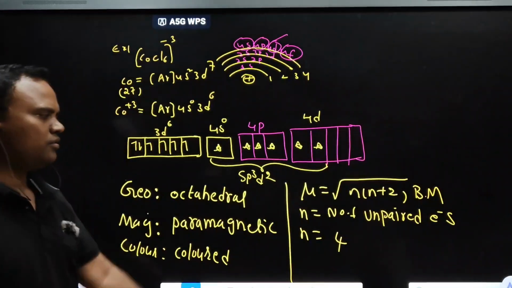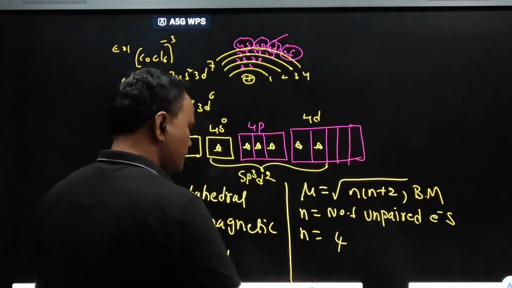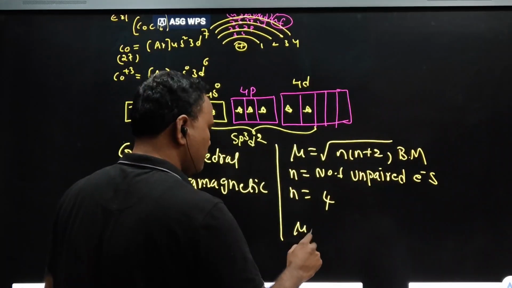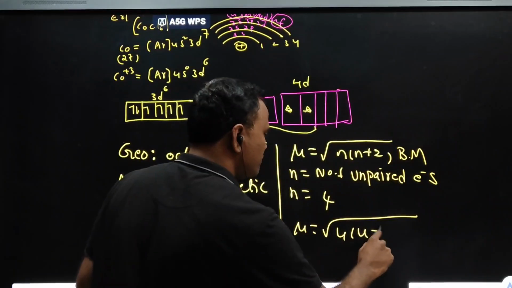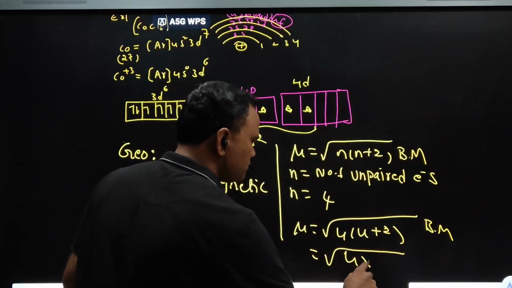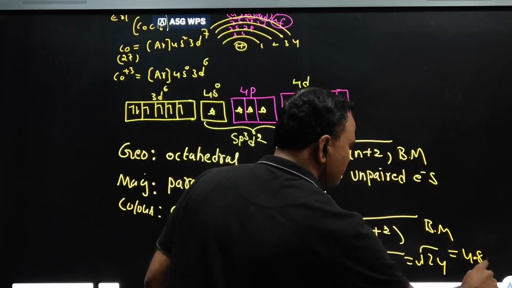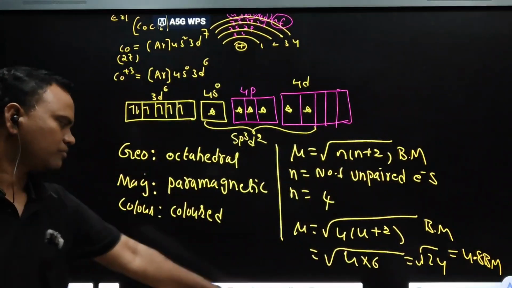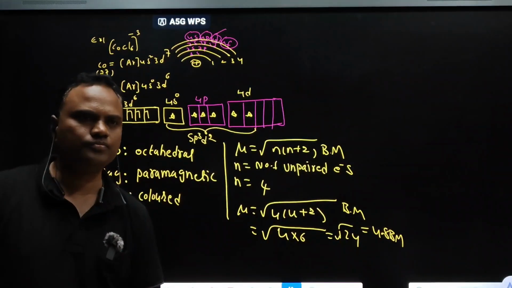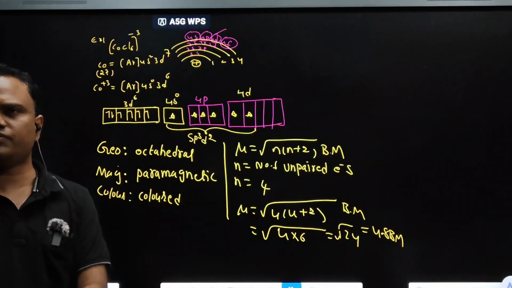We have to substitute n in this formula. Same as I gave yesterday, mu is equal to root over 4 into 4 plus 2 Bohr magneton. 4 into 6 is equal to 24. Root 24 is approximately 4.8 Bohr magnetons. That is the spin only magnetic moment value. Is Cl a strong field or weak field ligand? Cl is a weak field ligand.